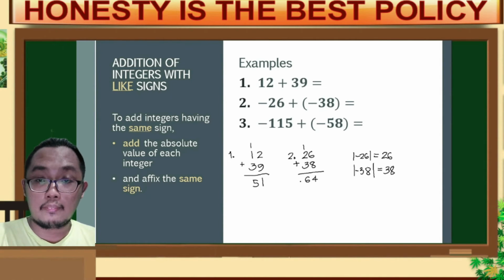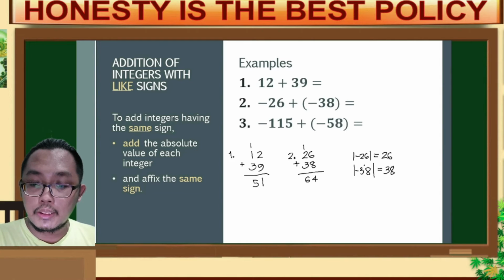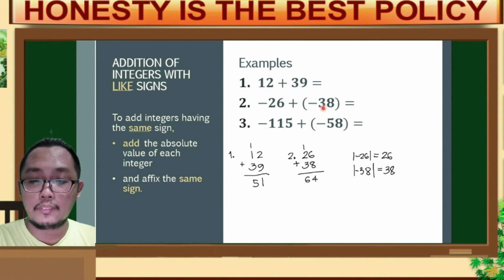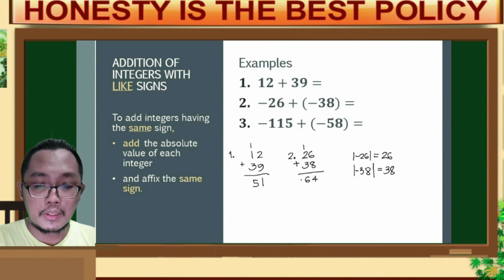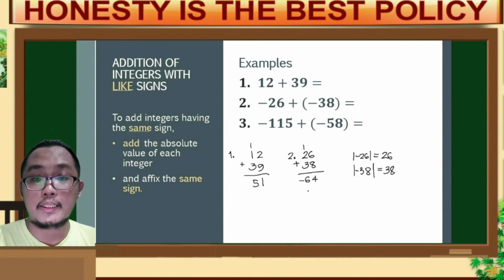And looking at the original integers, they have the same negative sign. So we have a negative for the 26 and a negative for this 38. So the common sign is negative. So for our final answer, we have negative 64.